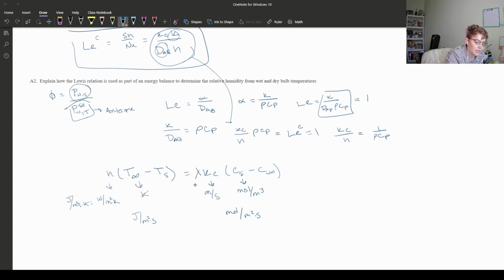vaporization. The heat of vaporization has the units of joules per mole. And so that will have our moles cancel out and give us joules per meter squared seconds. So this is our energy balance equation relating those two together.